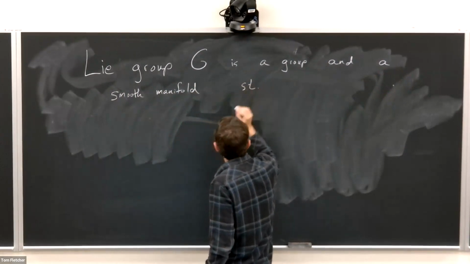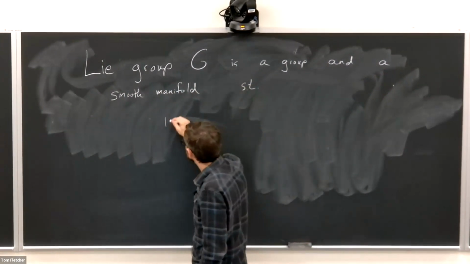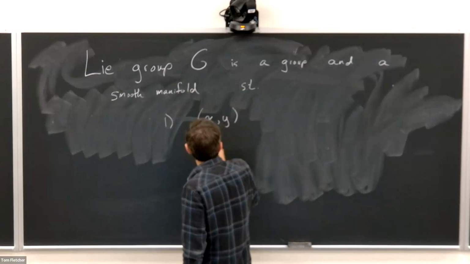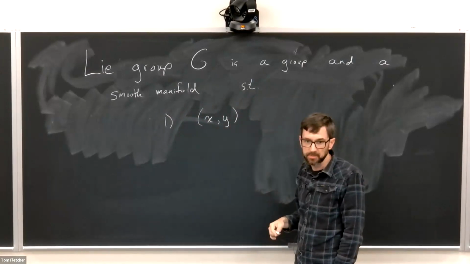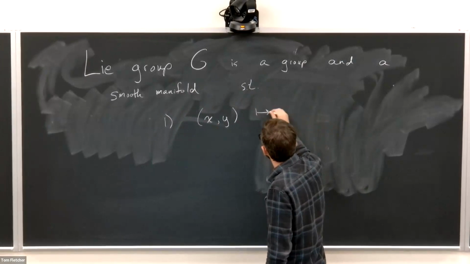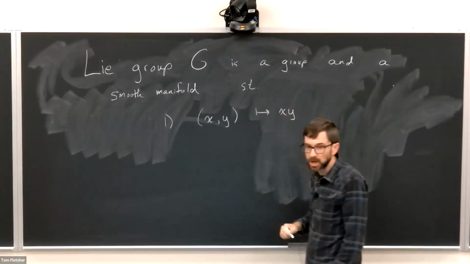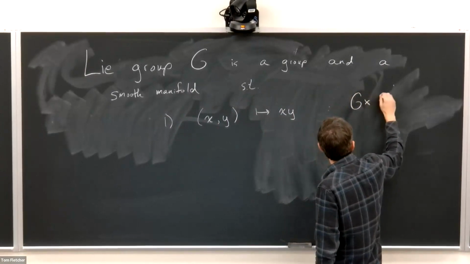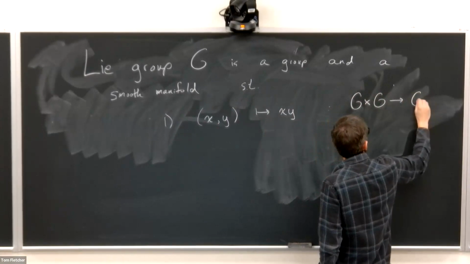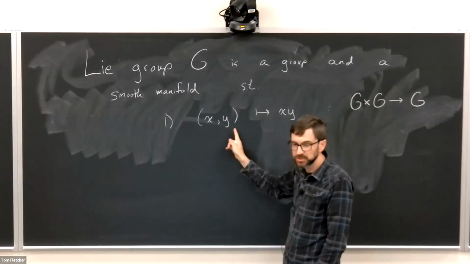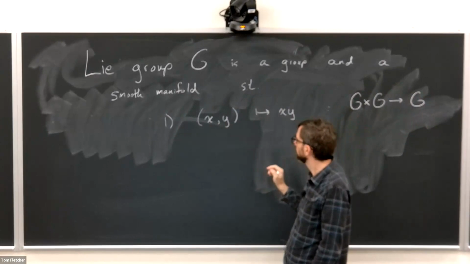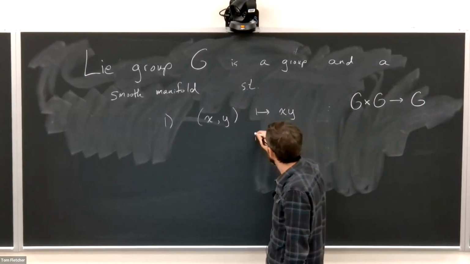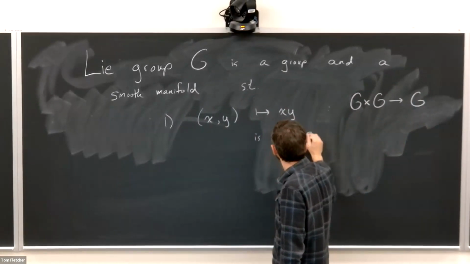Such that multiplication, the mapping that takes a pair x, y both in G and maps them to xy, the multiplied thing, and this is a mapping from G cross G to G. In other words, it takes two elements of G, an ordered pair both in G, and maps it to a single element of G, which is their multiplication. This has to be a smooth mapping.